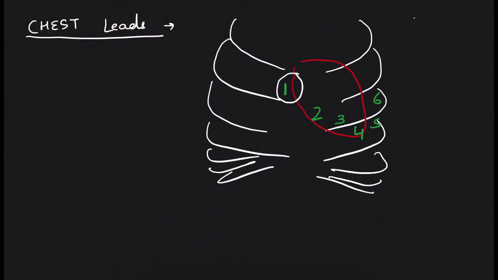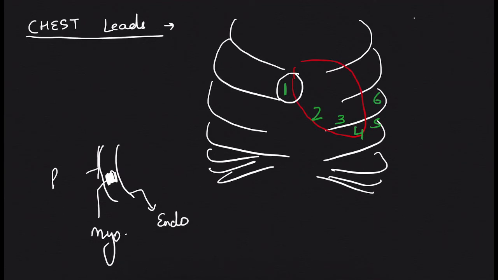Now let's move to the chest leads first to have a look at the concept of elevation and depression. Okay, so how are chest leads placed? Now I'm taking a cross section of the heart wall around V1. So this is endocardium, this is myocardium, and the other outer one will be the pericardium. Okay, so here is the electrode placed. The electrode will be placed outside the pericardium, outside our chest cavity.